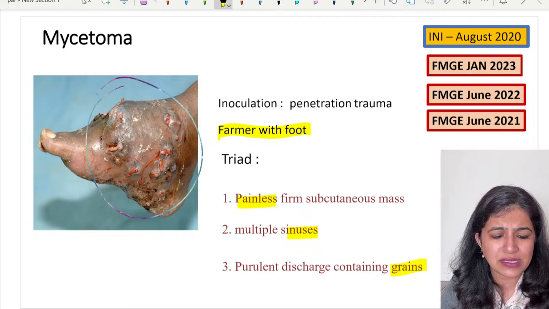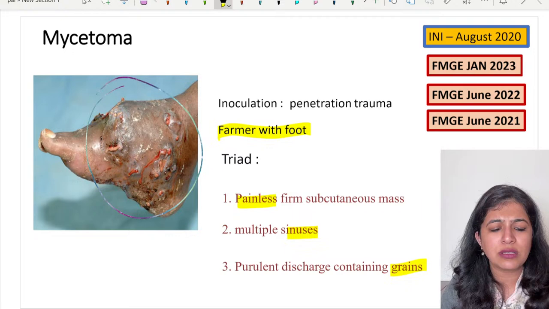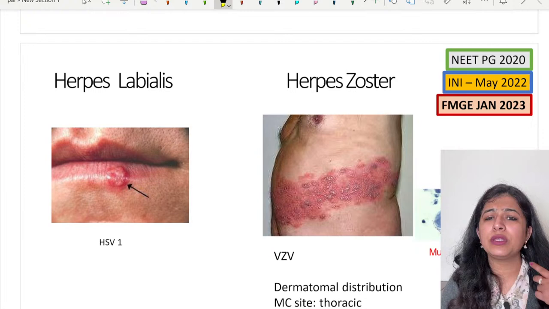Then there is another group which is called actinomycetoma. This is a bacterial infection. Differentiate this from eumycetoma, which is caused by fungi. However, if you just see this kind of clinical picture where the foot is swollen and you see a lot of discharge coming out, the answer is mycetoma. So these were the important fungal infections.